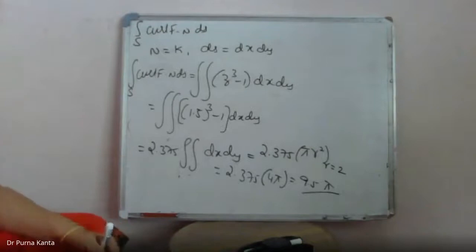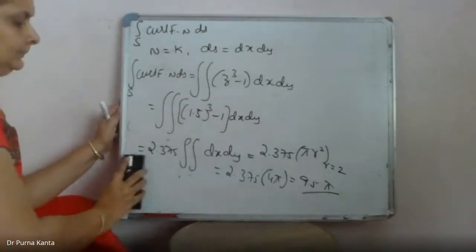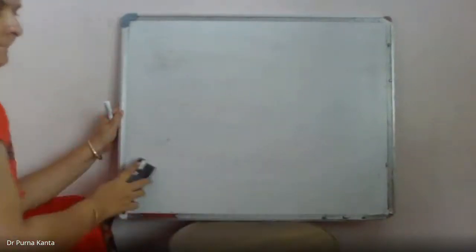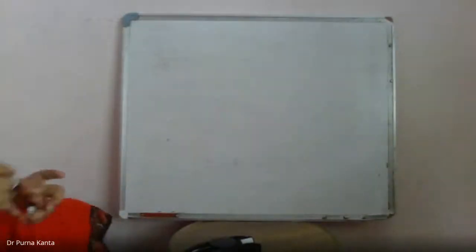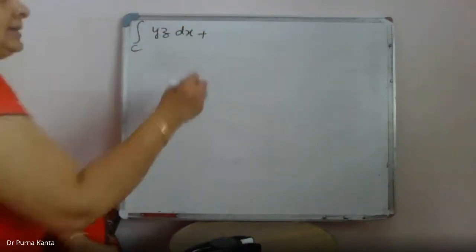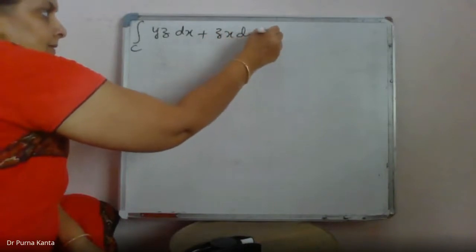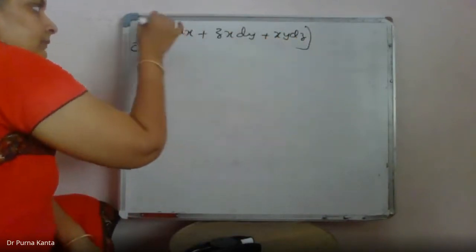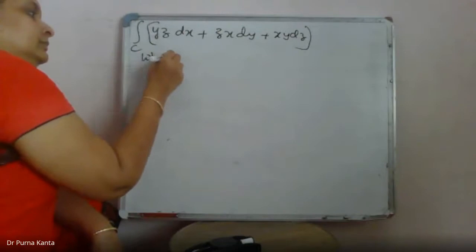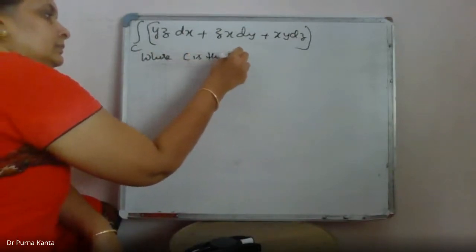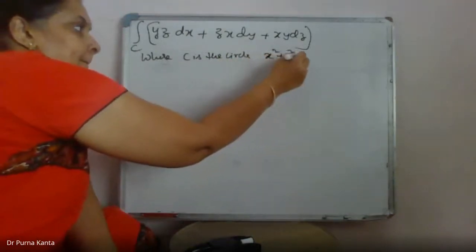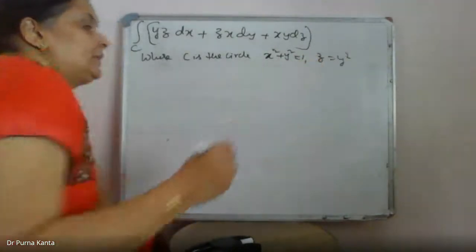Okay, we'll try one more problem now. Evaluate by Stokes theorem the integral over C of yz dx plus zx dy plus xy dz, where C is a circle, x squared plus y squared equal to 1, z is equal to y squared.